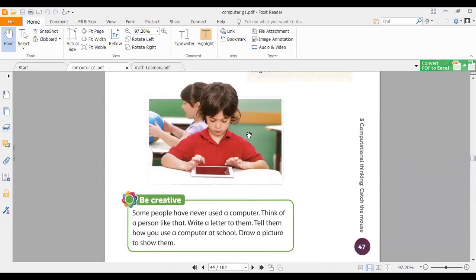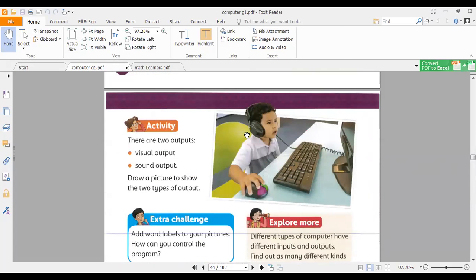Here you can see the boy is using a tablet. Tablet is also a computer. Here you can see the boy is using a full computer. There are two types of output: visual output and sound output. Visual output that he can see on the screen, and sound output that he can hear from his headphone.